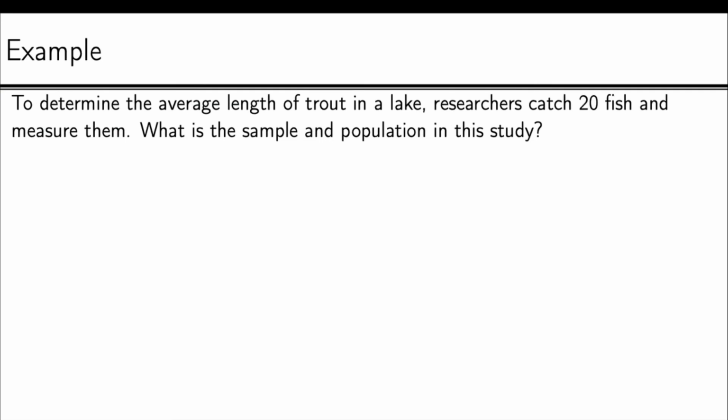Look at another example. To determine the average length of trout in a lake, researchers catch 20 fish and measure them. What is the sample and population in this study? So, our population, I think it's usually easiest to identify the population and probably best to identify the population, since that's kind of the starting point of any study. The population is the group of individuals that we actually care about knowing something about. And here we're told that we're trying to determine the average length of trout in a lake. So that means that our population is trout in the lake.